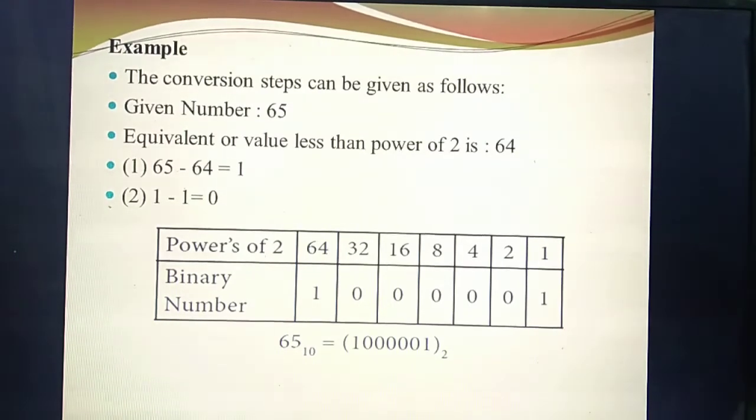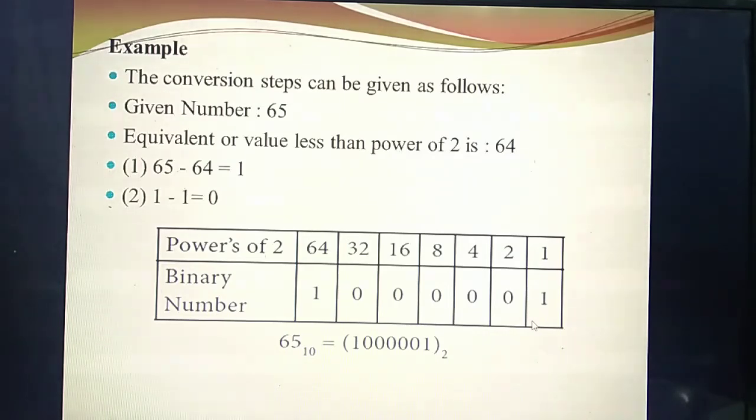Now add it. What are the places you should add? Which places have you assigned the value 1? Those places you should add. So what are the places you need to add? 64 and 1, 64 plus 1. The answer you are getting is 65. So in both the places, 64 as well as 1, you should put 1. Remaining places you should fill with 0.